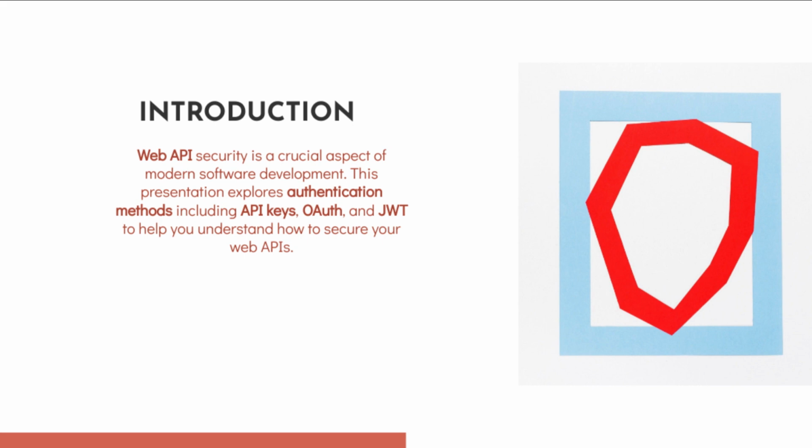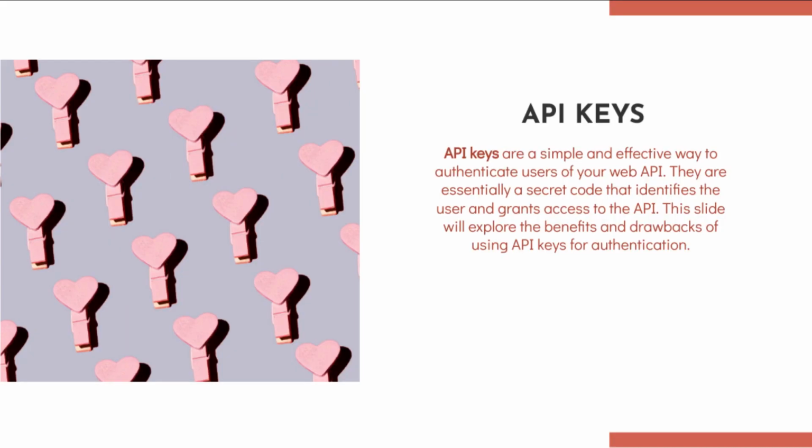The process generally involves the following steps. The API provider generates a unique API key for each client. The client includes the API key in API requests, typically as a header or query parameter. The server verifies the API key to authenticate and authorize the client's access to the requested resources. API keys are commonly used for simple authentication scenarios, but may lack some advanced security features.